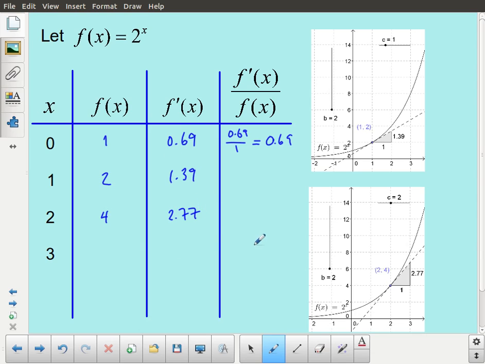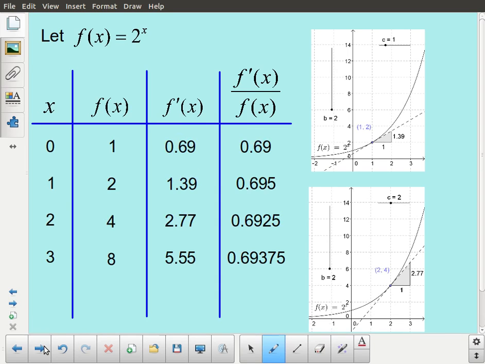And if I continued filling this out using my GeoGebra page, I would end up with these results. So 2 to the 0 is 1, 2 to the 1 is 2, 2 to the 2 is 4, 2 to the 3 is 8. The slope ends up being 0.69, 1.39, 2.77, 5.55.